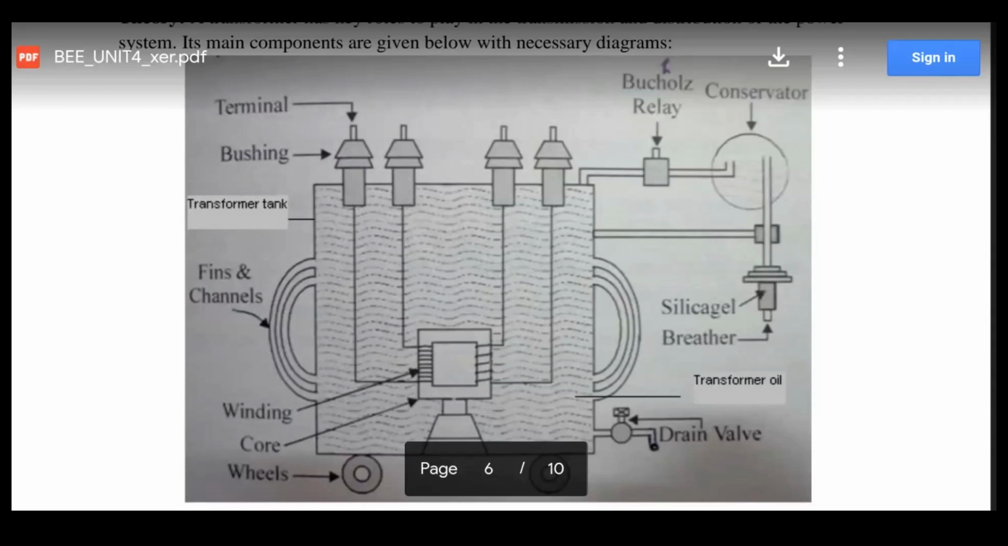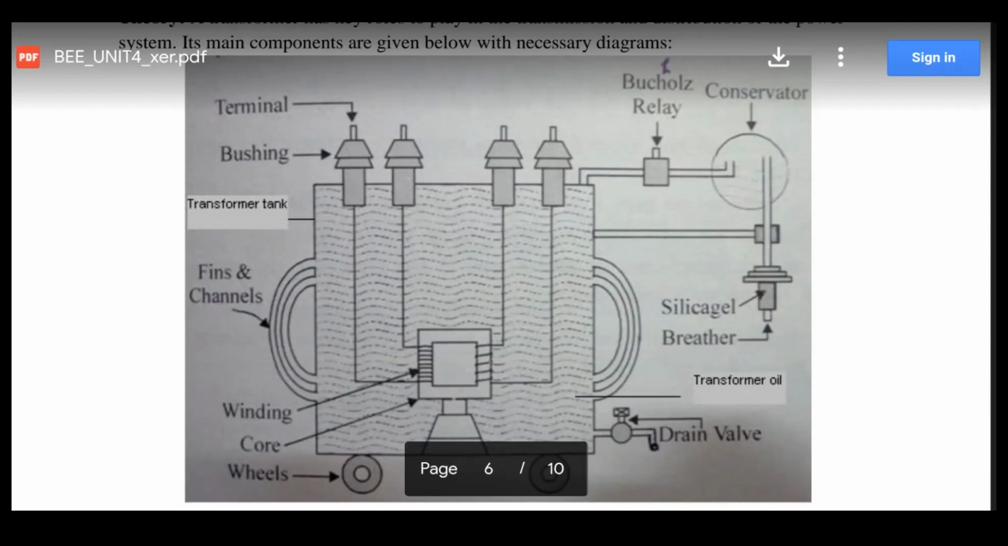So, in the construction of transformer, we mean what are the different parts associated with the machine and what is their role. Okay, so this is all which is to be discussed in this construction of transformer as well. Okay, so the diagram is shown here.